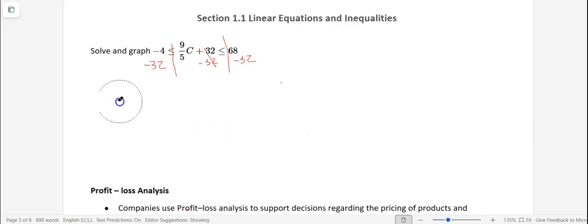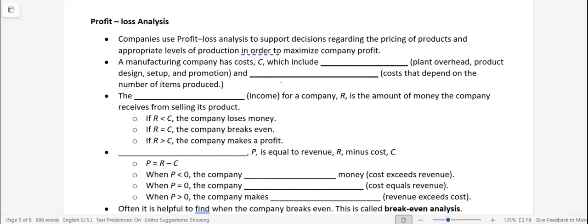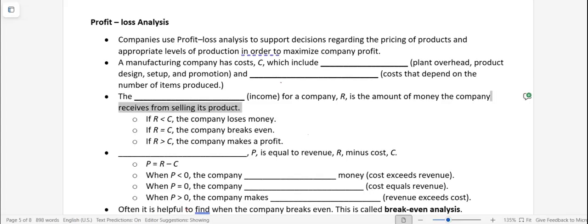All right. I think we're about to wrap this lesson up. Let's do a little bit of what we might see as a word problem. You'll have several in this lesson, but let's look at what we might have here.